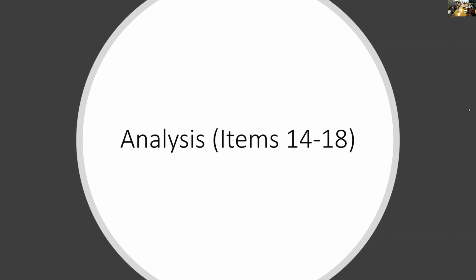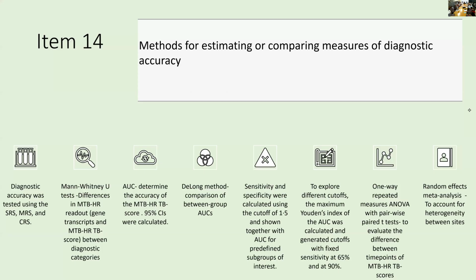The next items, from 14 to 18, basically talk about the analysis. These are all the tests they have done. They calculated the diagnostic accuracy using those three reference standards I just mentioned. Between the diagnostic categories, they used a Mann-Whitney test to interpret the MTB-HR transcripts. And they did the area under the curve to determine the accuracy of the score. In between-group analysis they used the DeLong method. And all the sensitivity and specificity was calculated using a cutoff of 1.5.